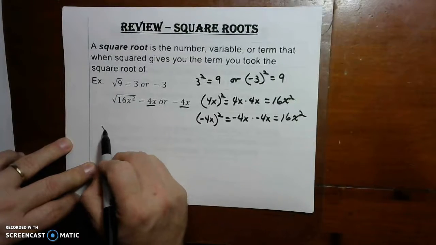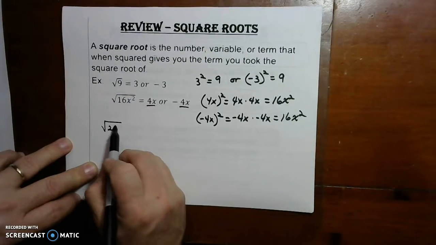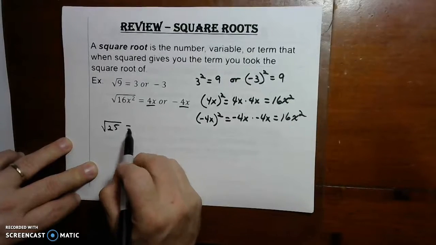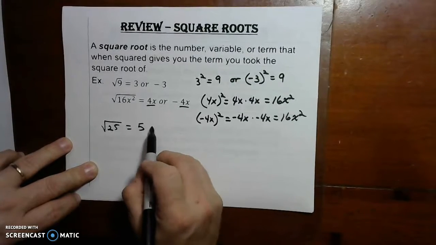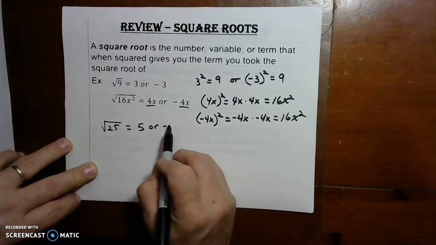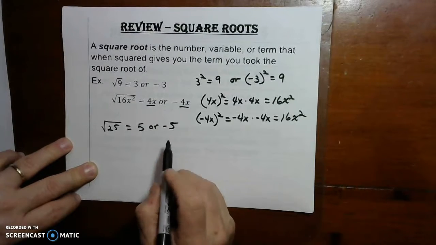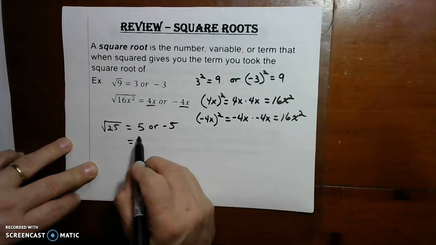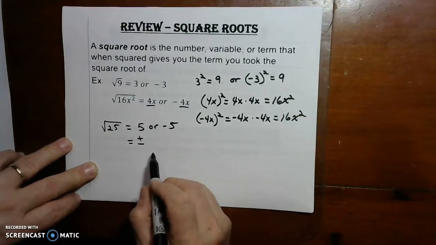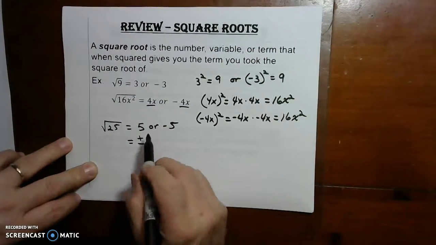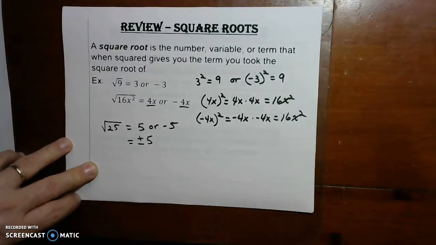For example, the square root of 25 equals 5 or negative 5. Now we also write this using the symbol plus or minus, signifying the positive root and the negative root of 5.